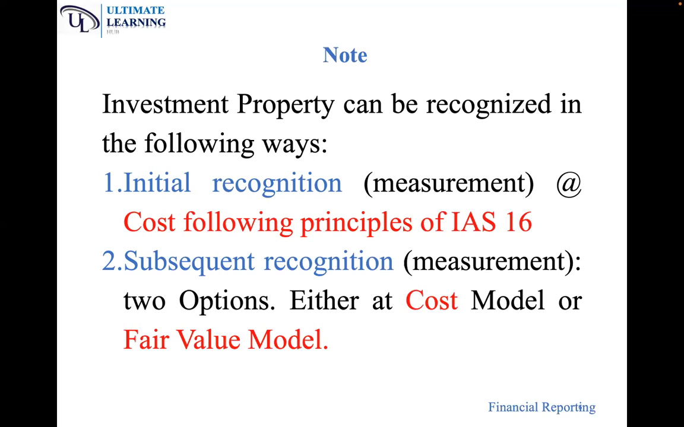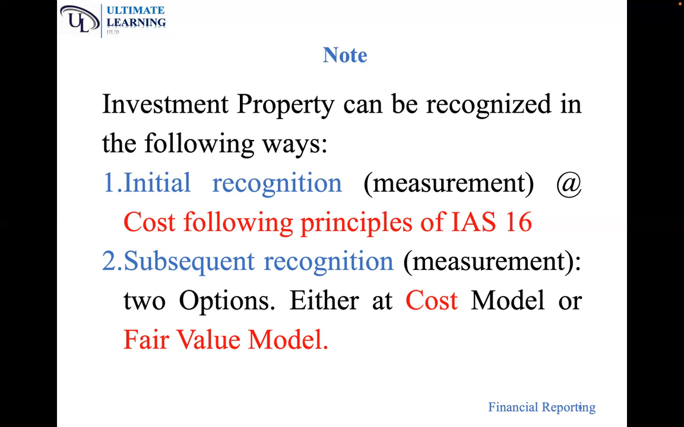So under initial recognition, investment property should be recognized at cost. Now, remember, cost includes purchase price, directly attributable costs of bringing the asset to its present location and condition, dismantling, restoration, and removing costs, and borrowing costs, if any. That is according to IAS 16.